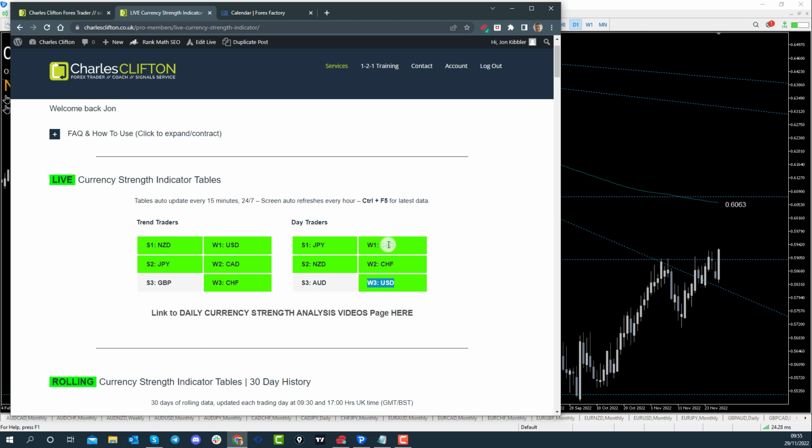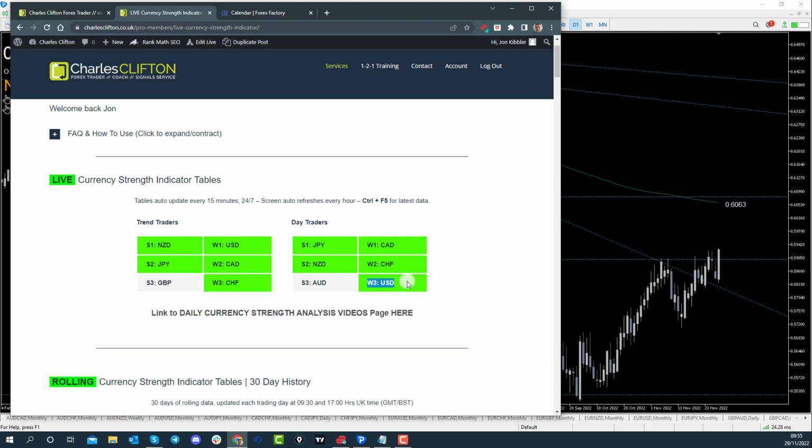So we've actually seen the dollar come down the day traders table a little bit. So maybe the dollar weakening is coming to a little bit of a slowdown at this current moment in time, but still highlighted as the third weakest currency.